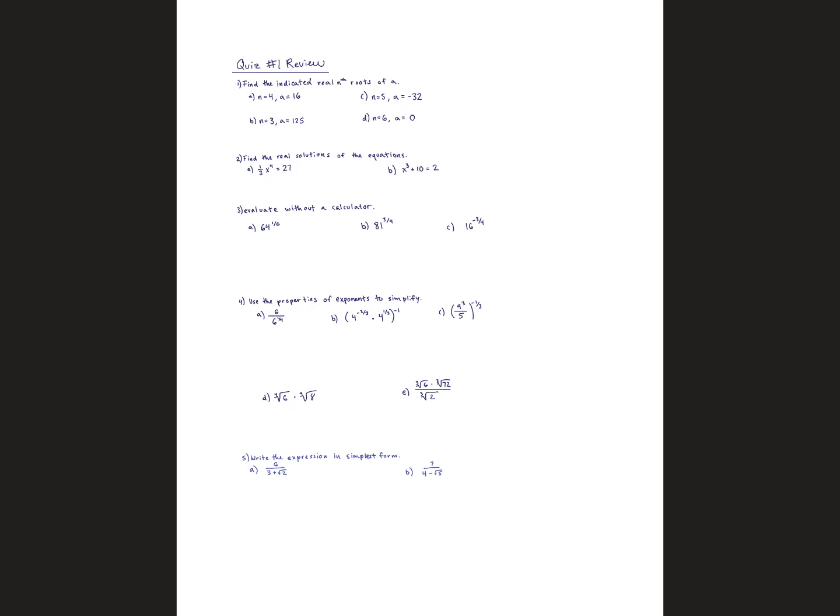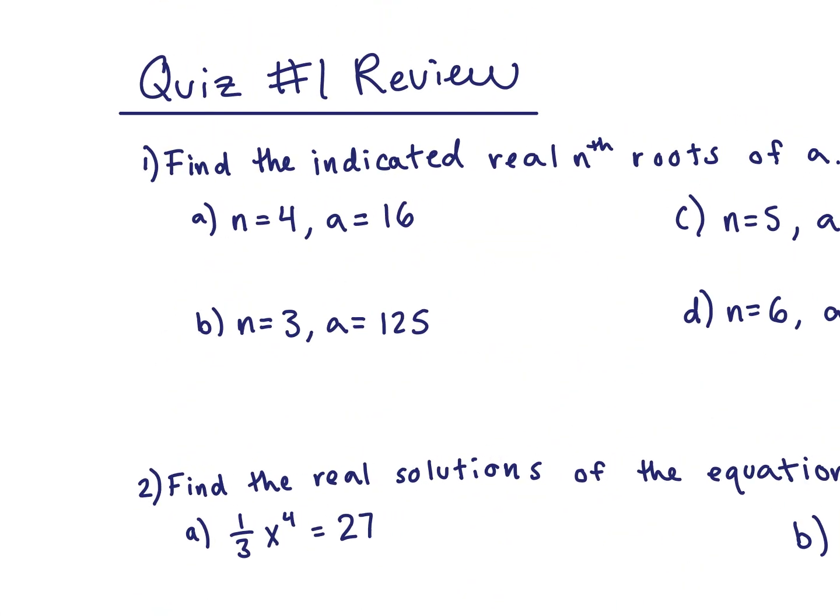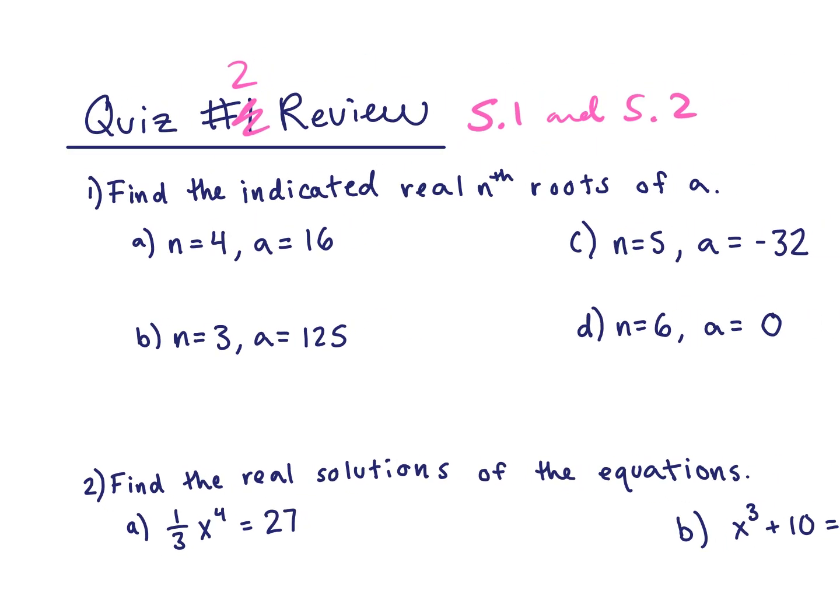All right, so this is quiz number 2, and it's on sections 5.1 and 5.2. So it's all about our radicals and exponents. For number 1, it says find the indicated real nth root of a.